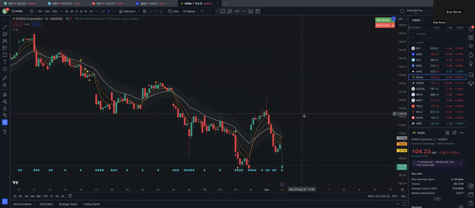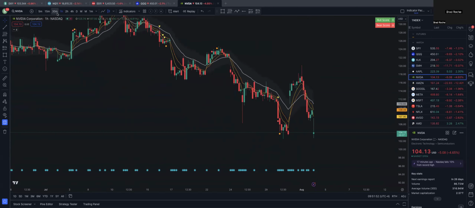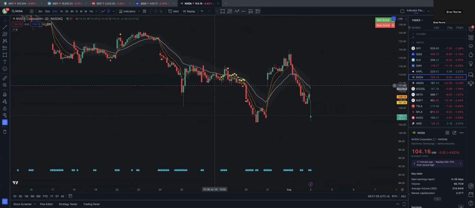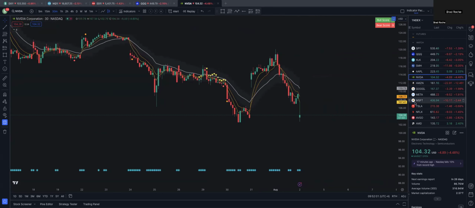Similar thing happened with NVIDIA earlier this week. I just decided not to short it on these sell signals, and we had a 10% move down. And so I may give it a little more consideration.